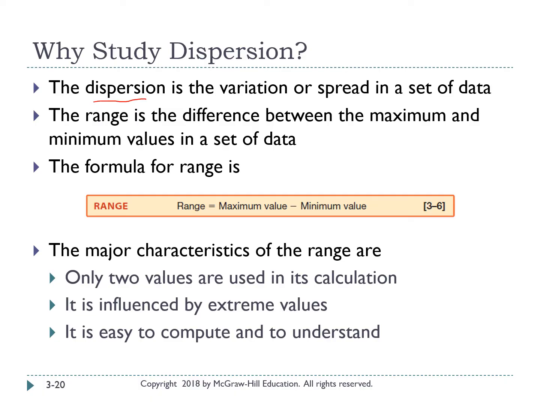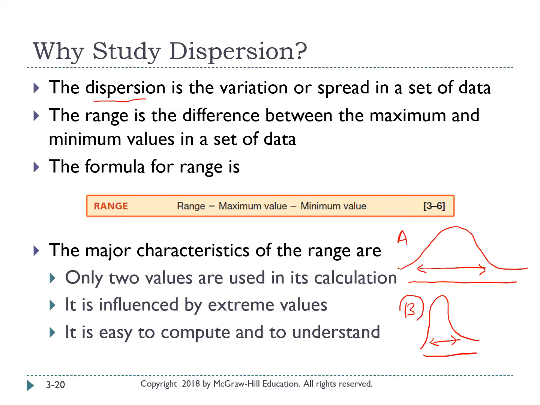Okay, the second reason why we have to study dispersion: sometimes you want to compare the spreads in two or more distributions. For instance, you have this dataset, and you also have this dataset. Okay, so this is dataset A, while this is dataset B. In dataset A, you can see the variation is this large, while in B, you have this small variation. So if you are asked to choose which dataset you prefer, definitely you want the smaller dispersion. Definitely B is your answer.